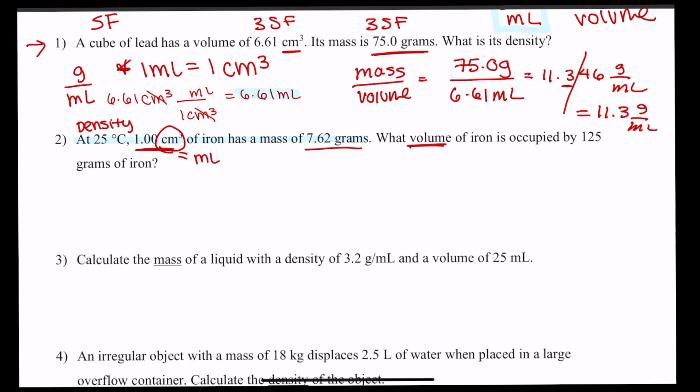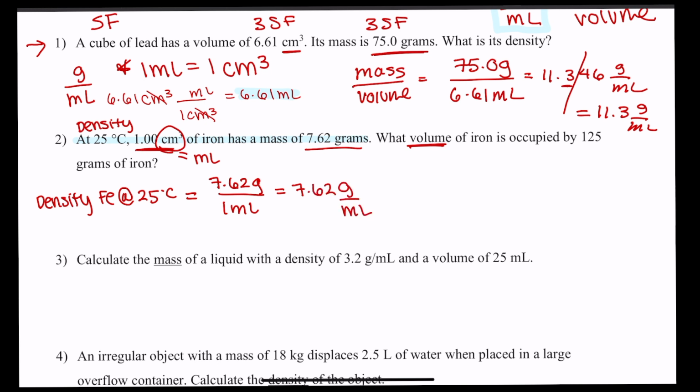And then we are given our mass. So our density of the iron at 25 Celsius will be 7.62 grams over 1 milliliter, which will equal 7.62 grams over milliliter.